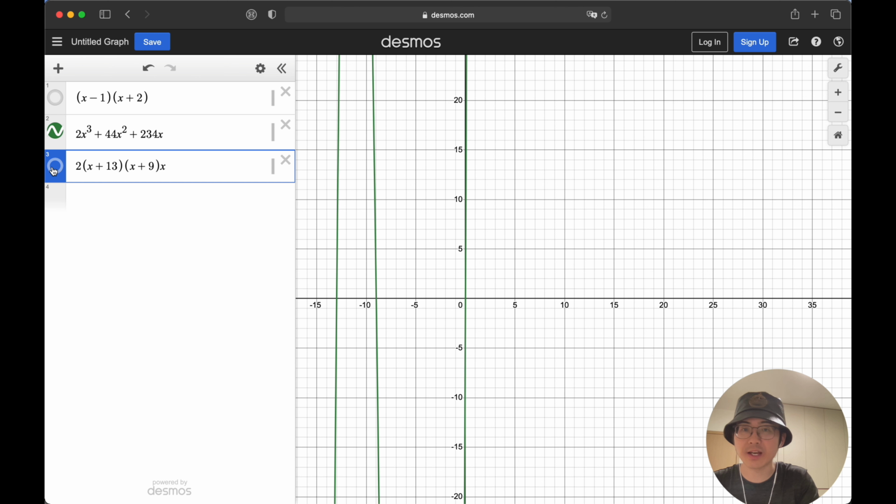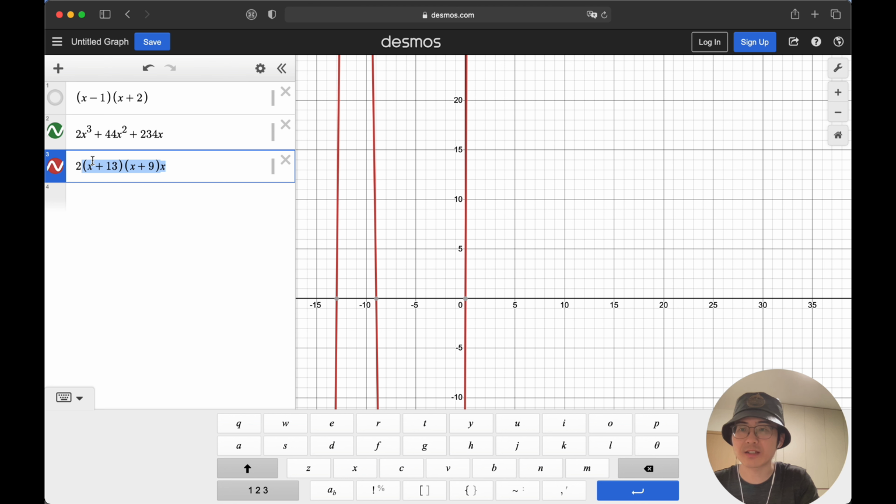Now you can see that these two polynomials have exactly the same graph. So we find that the three factors are x plus 13, x plus 9, and x. So the value for b, which is the smallest value and also positive, is 9.